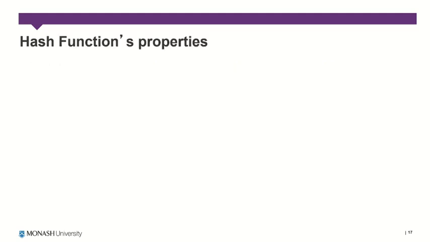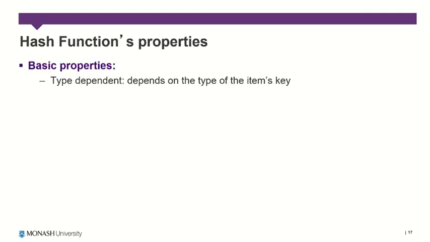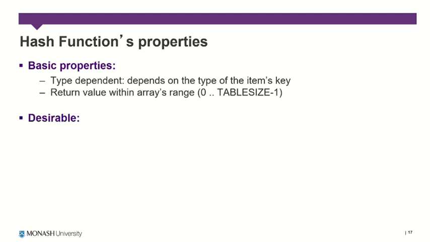So let's describe some of the hash function's properties. The basic property is that the hash function is type dependent. That means it's dependent on the type of the item's key, whether that's a string, an integer, or whatever it may be. It has a return value in the given range, so it must fall within our array or our hash table, otherwise we can't actually insert it. So in this case it must be between 0 and the table size minus 1.